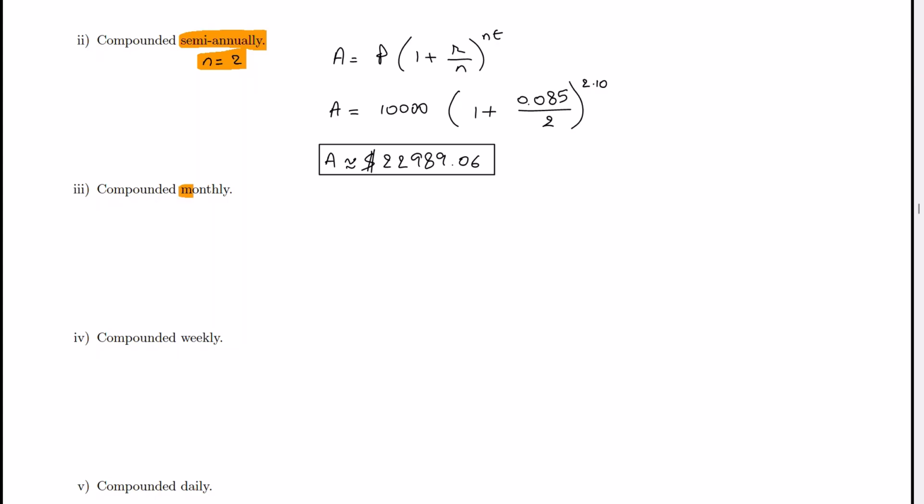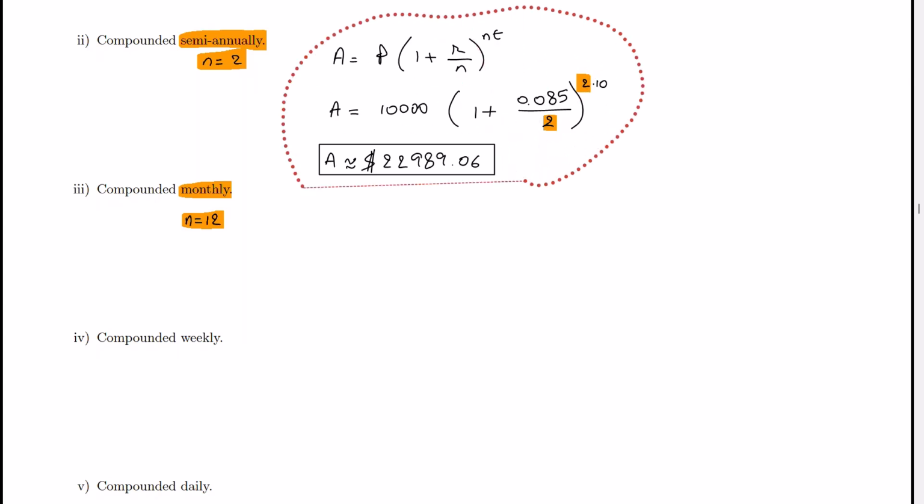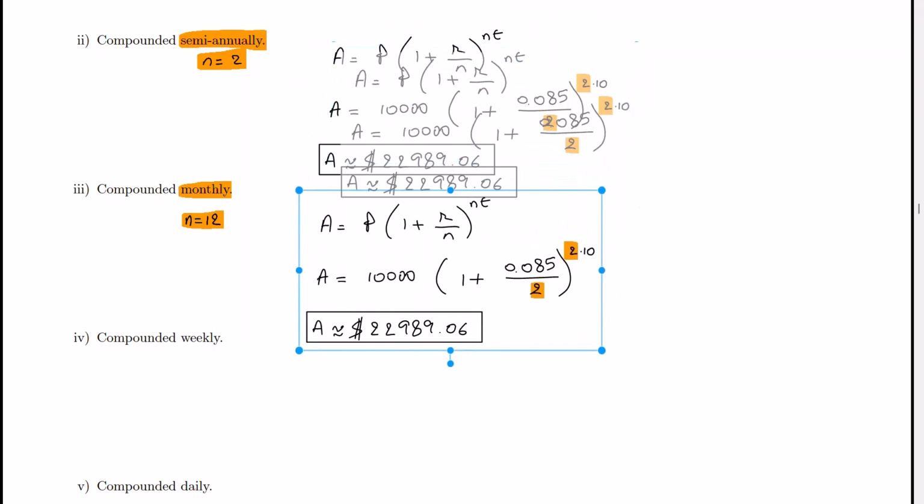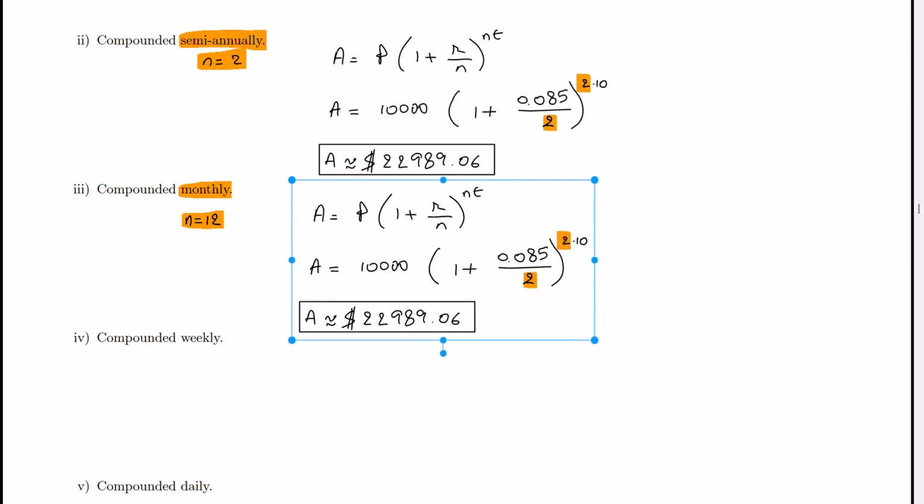And next, we are compounding monthly. So monthly means that n is 12 because there are 12 months in a year. So same thing again, it's the same exact calculation, except the only thing that's going to change is the n in the denominator and the n in the power. Those are the only things that will become 12. So I'm going to just copy paste all this and change just a couple of numbers. So I'm going to put 12 and 12, and let's see what the answer is going to be.